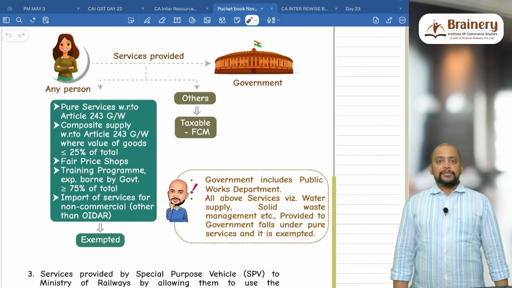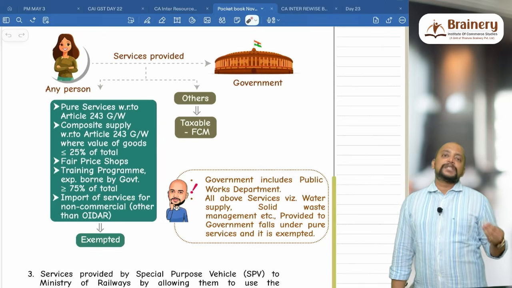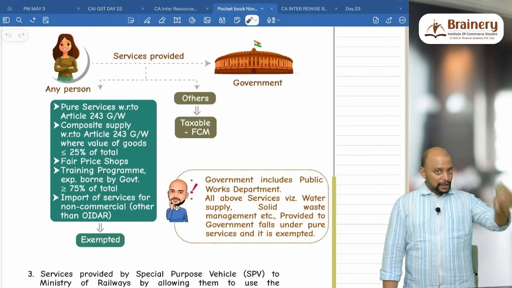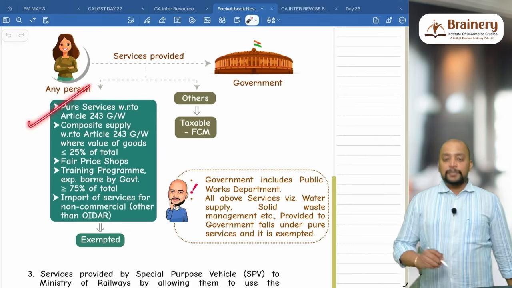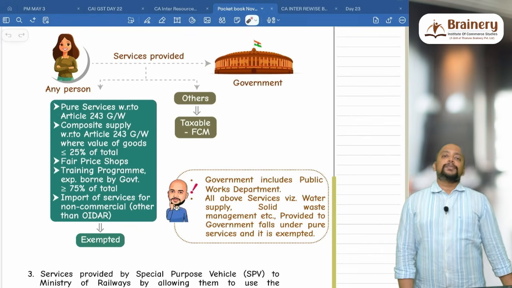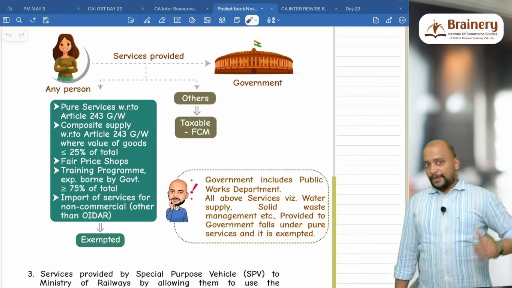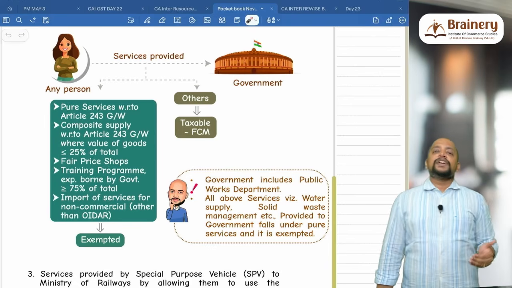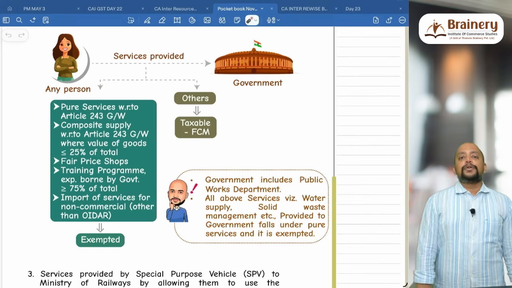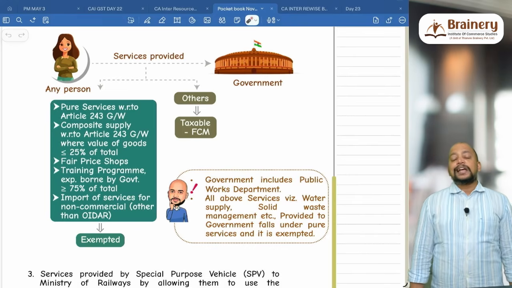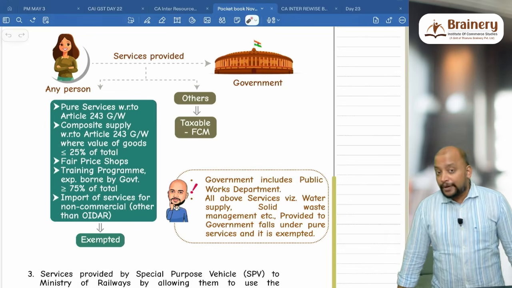Few activities are exempted. Number one, pure services. That is, first of all, government is required to do certain functions as per Constitution, Article 243 GRW, and they outsource it to any person. That person providing pure services will be exempted. What if that person provide a composite supply of goods and service? That is also exempted, provided the value of goods does not exceed 25% of the total. Then services provided by fair price shops against a commission, that is exempted. Then training program provided wherein the expenditure borne by government is greater than or equals to 75%. The entire training program is exempted.